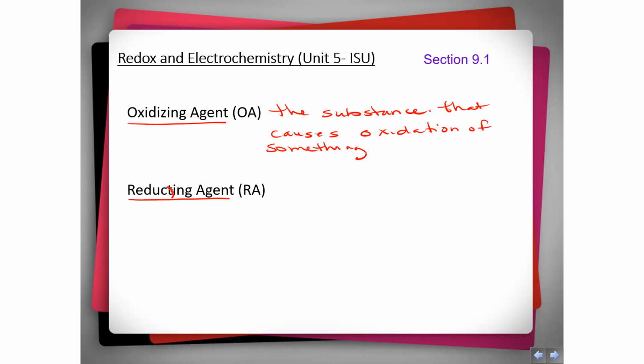Now, interestingly enough, if it is causing something else to get oxidized, so it's causing something else to lose electrons, it's gaining electrons, and therefore the oxidizing agent actually gets reduced. And the reducing agent is oppositely the substance that causes an entity to get oxidized or to get reduced.